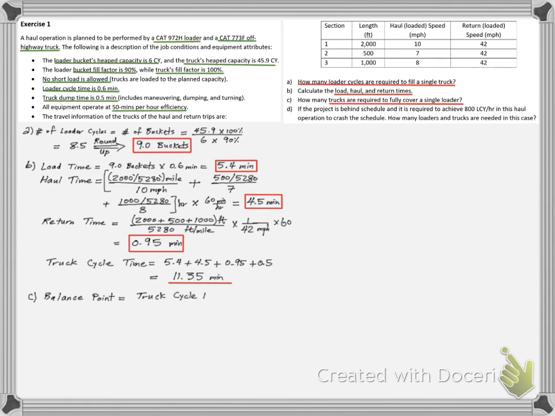In part C, we will use our knowledge of the truck and loader cycle times to calculate the balance point of their crew or fleet. Our balance point turns out to be 2.1, so we will round it to 3 trucks to cover the loader and make it 100% utilized.